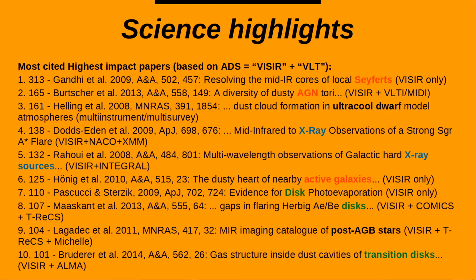This is a snapshot of the highest impact papers from VISIR, based on number of citations. And I'm not going to ask you to read all this. Just look at the colors of the highlighted words. Red are AGN papers, okay? 3 out of 10. Disk papers are green, 3 out of 10. X-ray sources, 2 out of 10. 1, 2 out of 10 stellar papers.